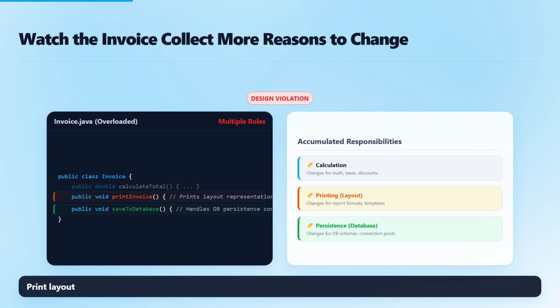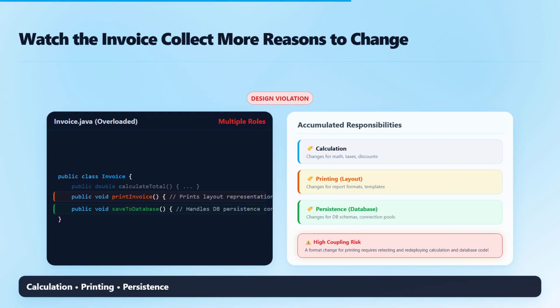Then we add save to database. Persistence is another separate concern. A database change, storage rule, or persistence mechanism can require this code to change without changing calculation or printing. The invoice class now contains three responsibilities: calculation, printing, and persistence. They share a business object, but they do not share one reason to change. That distinction is the SRP violation.